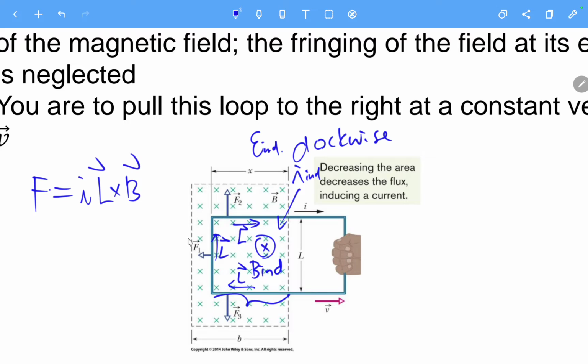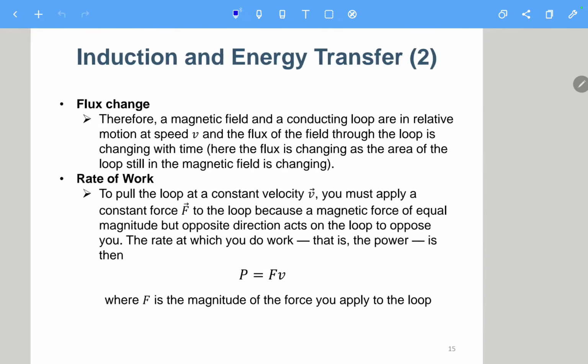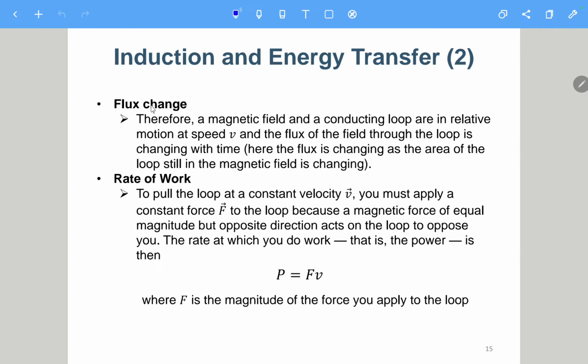So the only force acting on the loop should be F1, which means that when you try to drag this loop out, there will be a force pointing to the opposite side to stop you from dragging this loop out. Okay, so in that case, there will be flux changing.